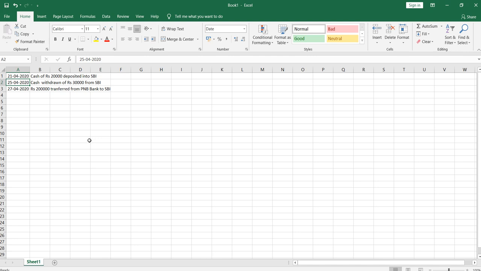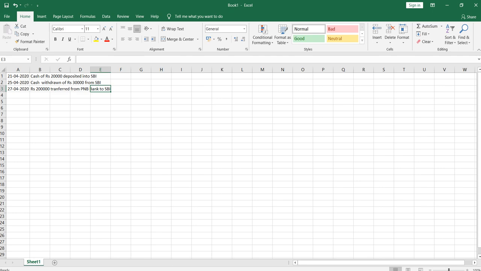So it is super simple to understand what the contra entry is all about. Only one thing you need to remember is who is receiving the fund and who is giving the fund. In the first scenario, the cash is going to the bank, so the bank will be debited, cash will be credited. Second scenario, the cash is coming from the bank, so cash will be debited, bank will be credited. Third scenario, the fund is moving from PNB Bank to SBI, so who is receiving? SBI is receiving and PNB is giving the fund, so SBI will be debited and PNB will be credited.